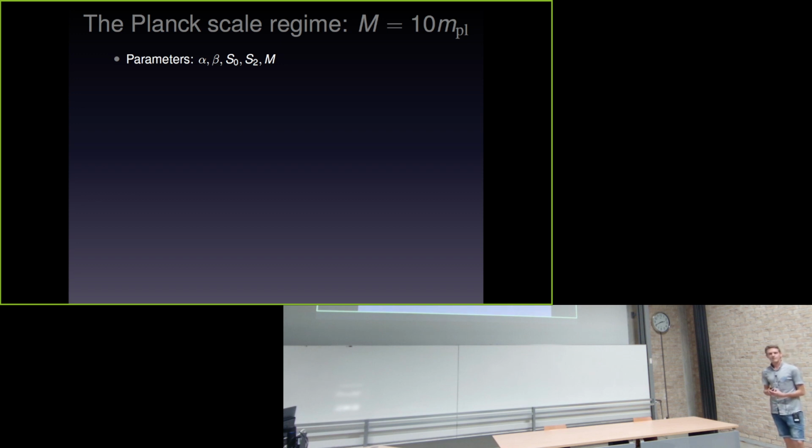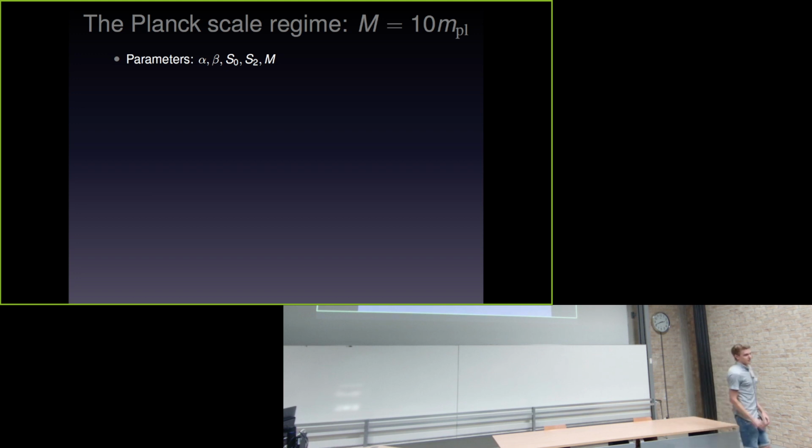So then we want to find solutions that are spherically symmetric, and these solutions, I'm not going to talk about how we get them, but they depend on 5 parameters. So there's the alpha and beta, which are the coefficients that appear in the action, like Newton's constant, and there are 2 additional parameters, S0 and S2, which characterize the compact object itself, like its mass.